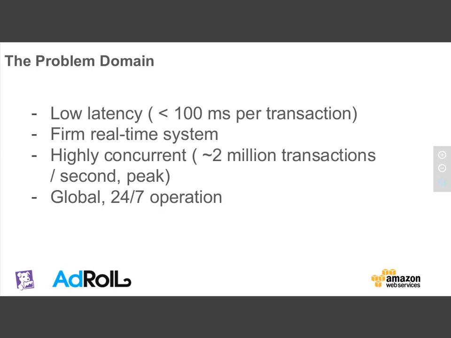The real-time bidding system is highly concurrent, meaning that at peak we do approximately 2 million transactions a second. We do several billion transactions a day, and all of these are done in 1/10 of a second with this hard deadline. And the system is global, and it never shuts down. In fact, it can't shut down. It's designed not to. And these particular constraints, even though they're simple to say, made for a very interesting experience as we scaled our ambitions.